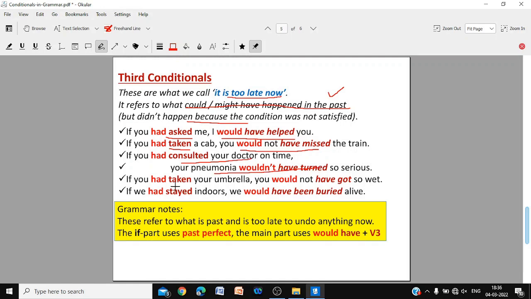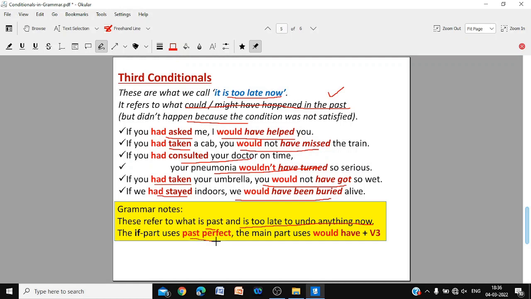It's too late. If you had taken your umbrella, you would not have got wet, but you did not take it and now you are wet. Now there's nothing more to do. If we had stayed indoors, we would have been buried alive. Maybe there was an earthquake and the house fell down. But now the danger is over. So they refer to what is past, but it is now too late to undo it. You can't do anything about it anymore.